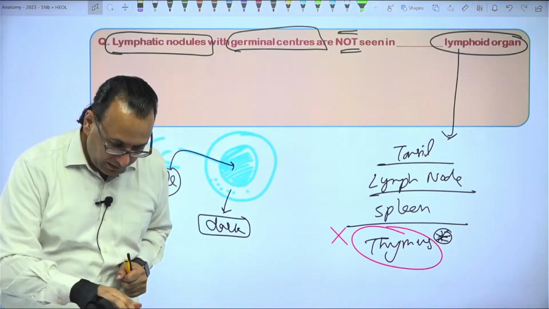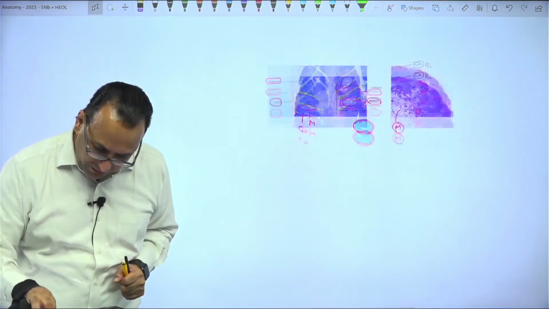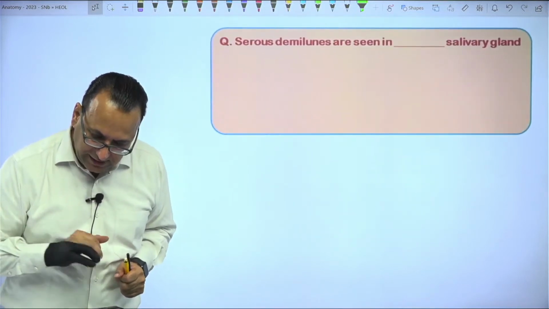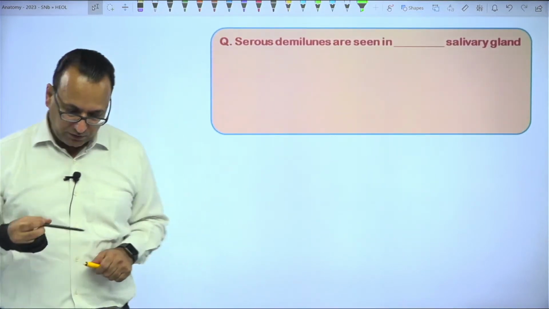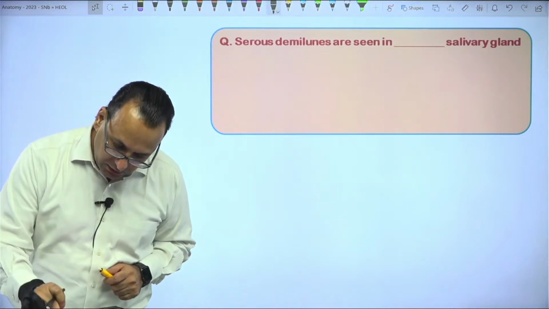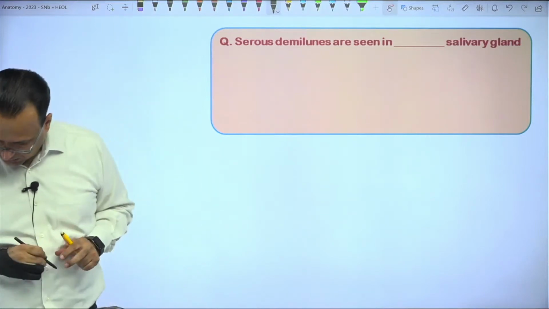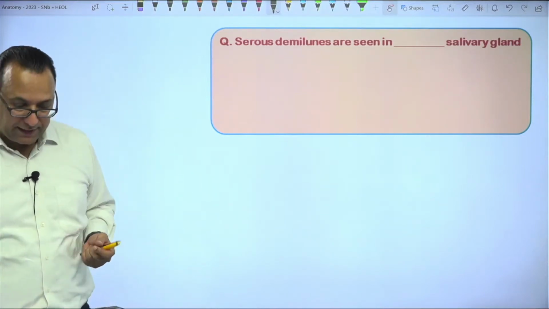Okay. As we proceed further, we got one other question. It is asking, serous demilunes are seen in which type of salivary gland? There will be two answers, but which one do you think is better?